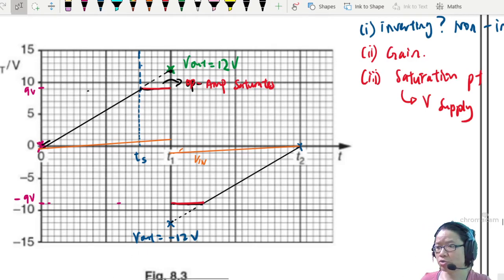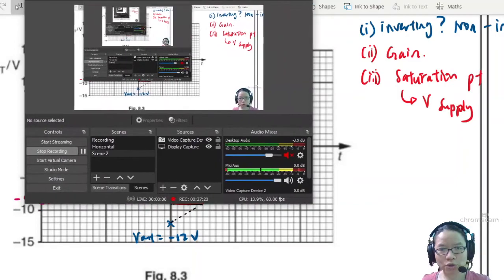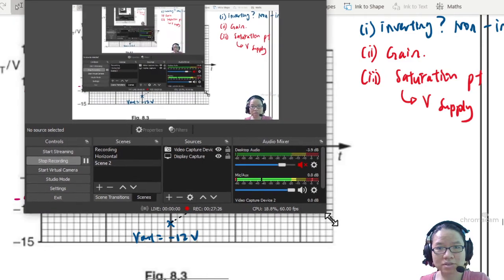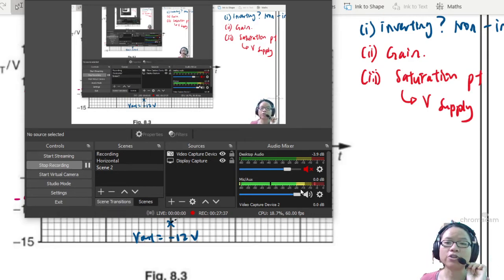So let me show you something that is similar, when you do sound recording. I'll show you. Now I want you to look at this mic aux thing here, this one down here. Currently I'm speaking at a certain level where it is not saturated. So you can see, I talk very loud. I do physics as ASMR. So this one will fluctuate.